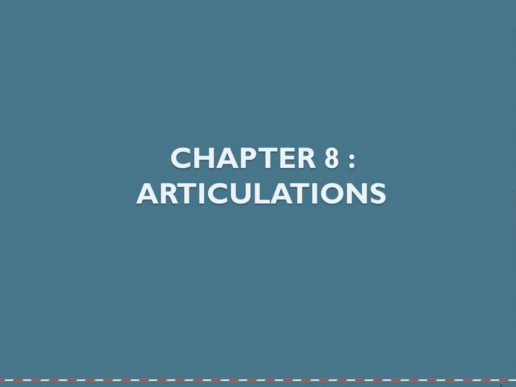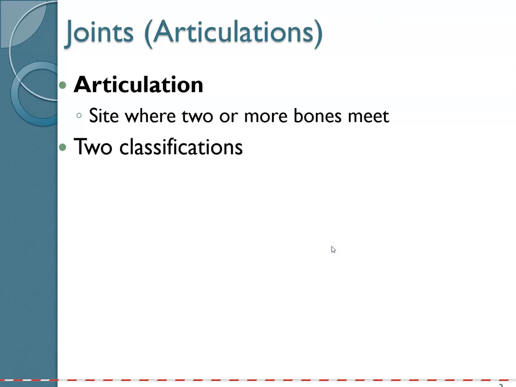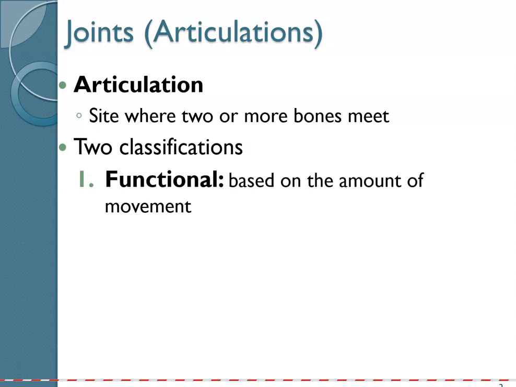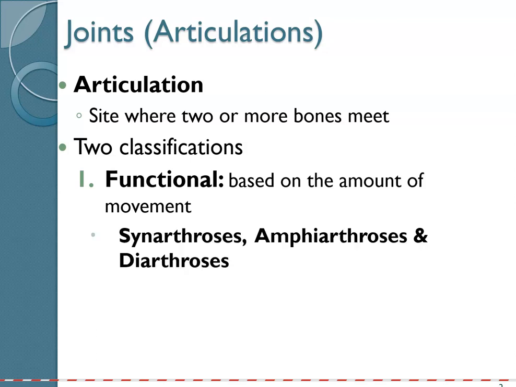So first of all, what are articulations or joints? Joints are where two or more bones meet, right? So let's talk about the two classifications of joints. They are either classified as functional classification or structural. Functional classification is based on how much movement that joint allows, okay, while structural will talk about what materials make up that joint, whether there's a joint cavity or not.